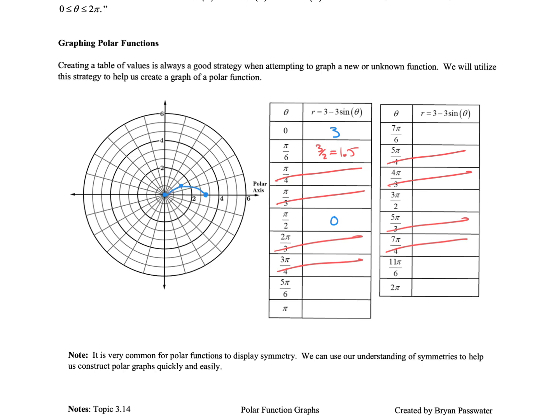And so now at 5 pi over 6, when I substitute in 5 pi over 6, what's the sine of 5 pi over 6? 1/2. And so then what do I get again?